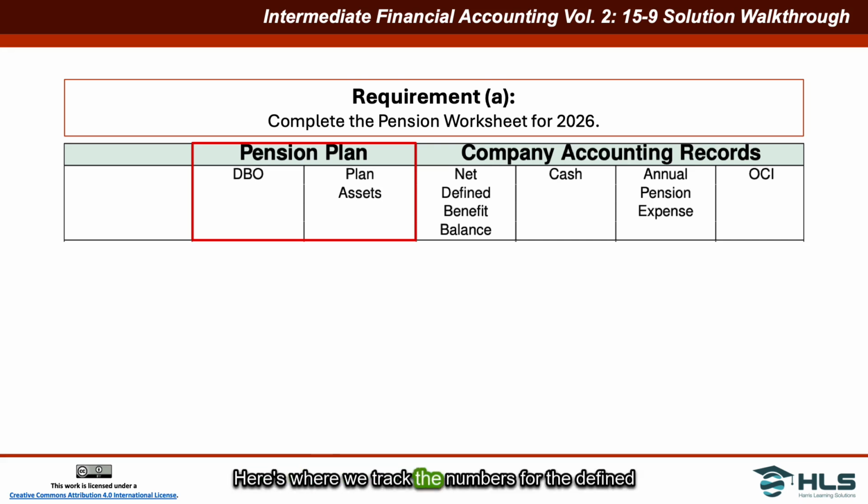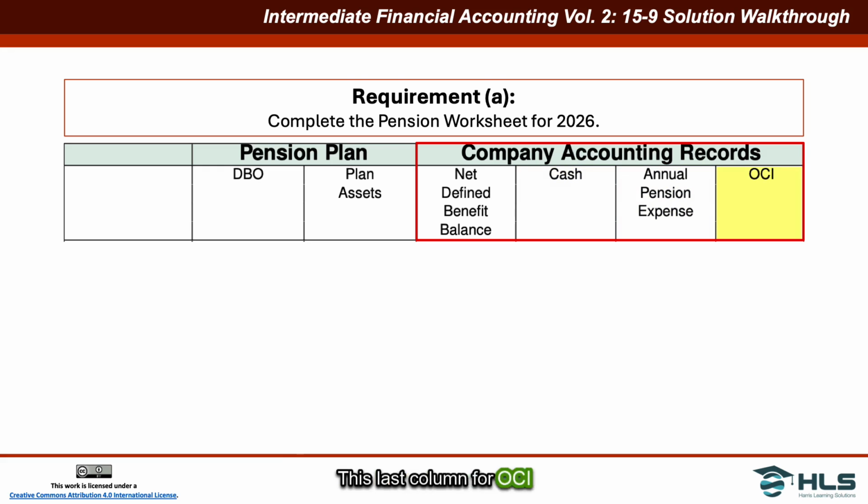Here's where we track the numbers for the defined benefit obligation, or DBO, and the plan assets, or PA. Then we have 4 columns to track the pension in the company's actual accounting records, separate from the pension plan. Here we have a net defined benefit balance, or NDB, a cash account, the determination of the pension expense, and other comprehensive income. This last column for OCI is applicable only under IFRS.